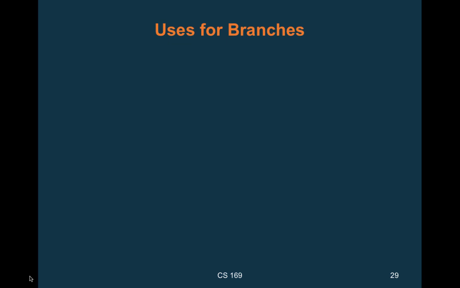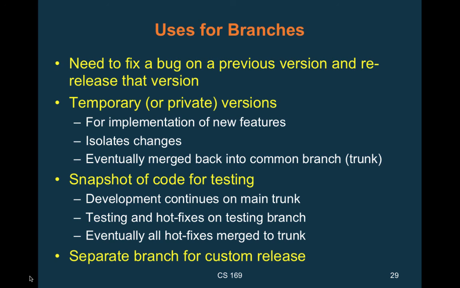Okay, so let's see what list of use cases I have here. You need to fix a bug in the previous version. Temporary or private versions to isolate changes. Again, snapshot of code for testing. Separate branch for custom release. Sometimes you have a customer that wants something changed that only they need that change. You don't want to mix it up with everybody's code. That's very rare, but if the customer pays well, you're going to change that feature just for them.